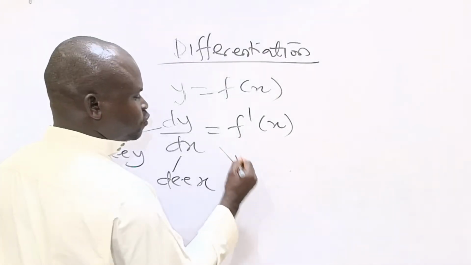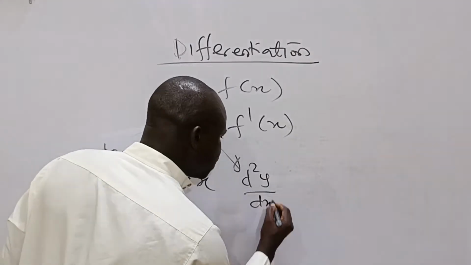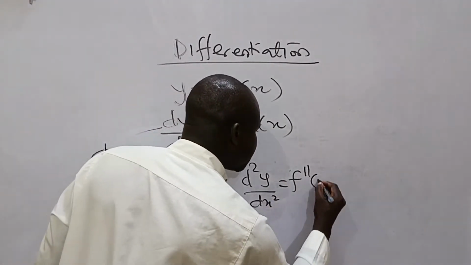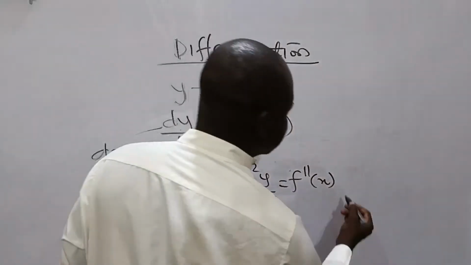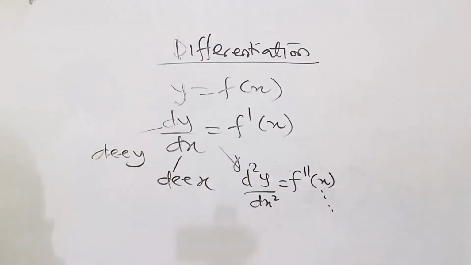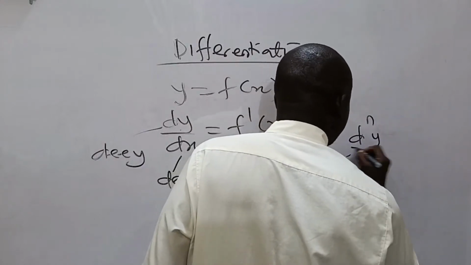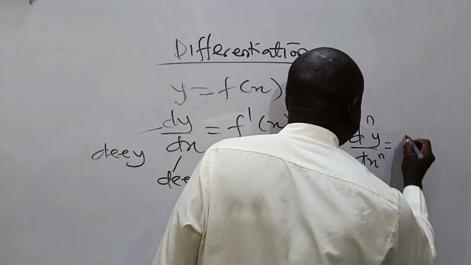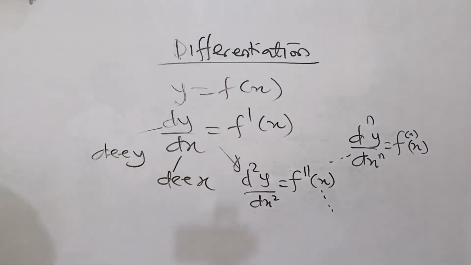If I go ahead and look for the second derivative, it will be d squared y over dx squared, which is f double prime of x. That's what we are going to get. So we can continue up to the nth derivative. We can have d^n y over dx^n, which is the same thing as f^n of x. That's the meaning of the nth derivative.